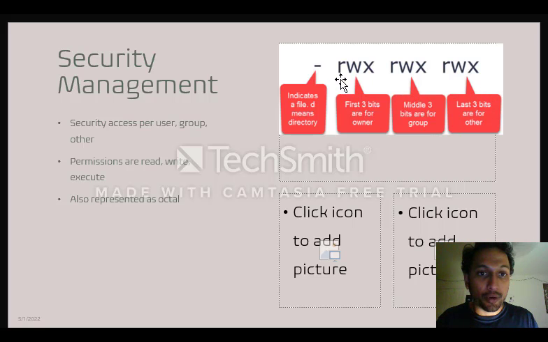So if this were represented in octal, well, read is represented with 4, W is represented with 2, and X is represented with 1. Therefore, this in octal notation would be represented as 0777. Again, this is a huge plus for Linux. This is one of the reasons Linux is so secure.